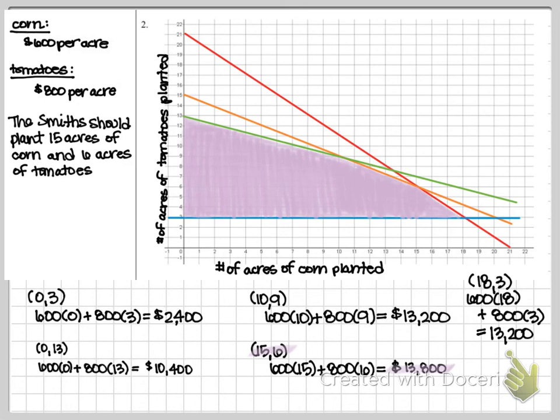Now, let's say that the values were different and maybe they got way more money for the tomatoes. Well, then chances are you're going to plant more tomatoes. But in this case, because the corn and the tomato amount of money per acre is so close, we do want to get as much as we can out of both of them.